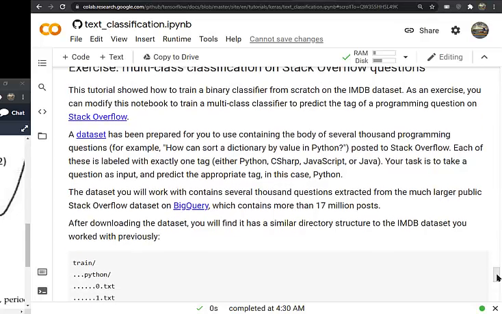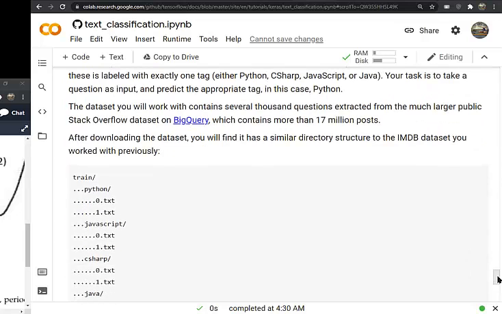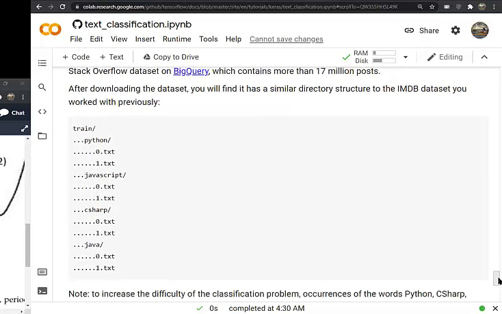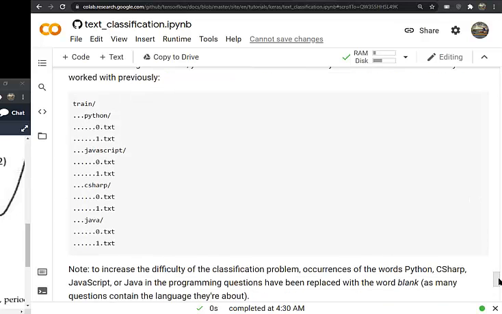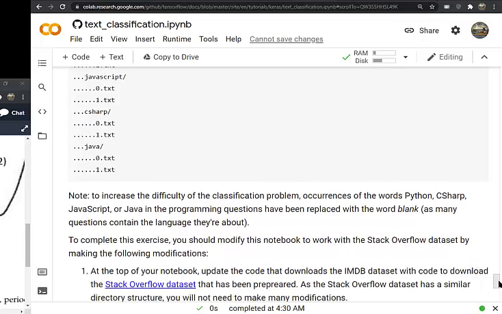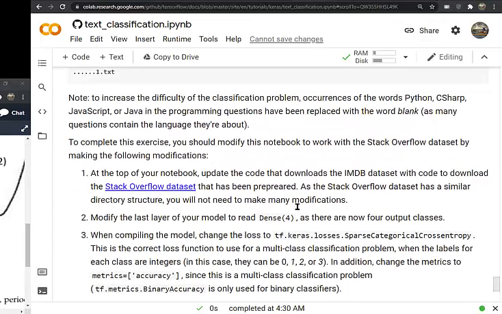Okay, so let's see what we have here. In this case we have not just one class, we have 4 classes. Remember we had a positive and negative before, now we have 4 classes. Okay, I see. So here, in order for this test, they remove these words so that you have to guess what programming language it's talking about from the context. So this tells you what you need to do.